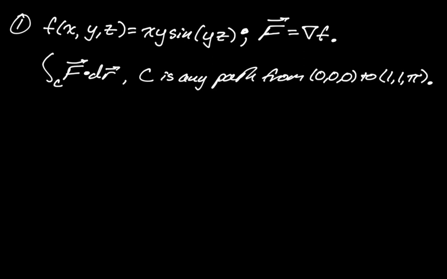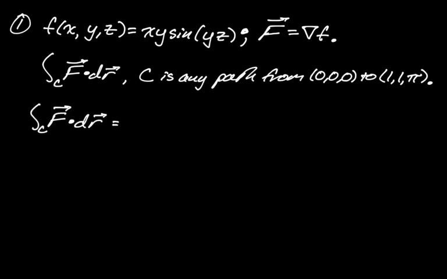If f, our potential function, is xy sine of yz, and F, our field, is the gradient of f, our potential function, then we want to find the line integral of F dot dr, where C is any path from (0, 0, 0) to (1, 1, pi).